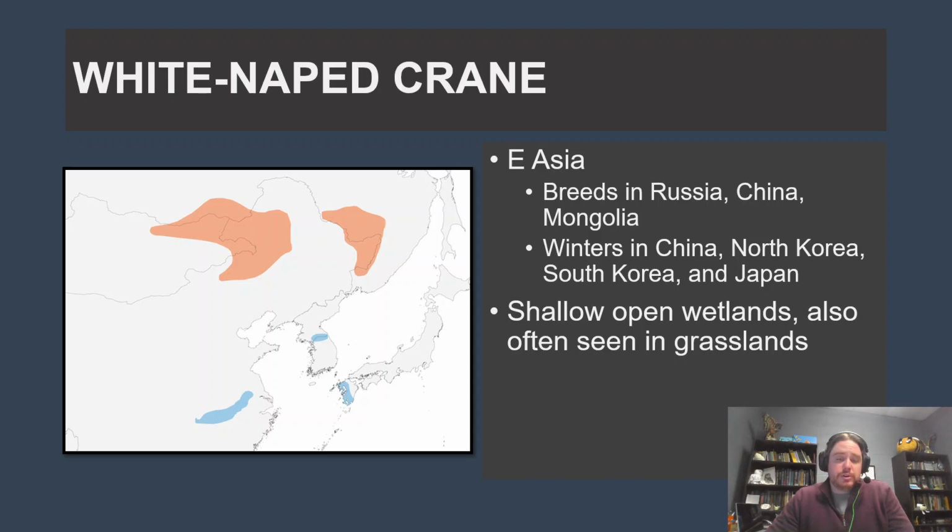They winter in Japan. And some of you might know what this little area here is. That's the DMZ. If you're familiar with Korea at all, that's North and South Korea, and that is the demilitarized zone that sits between North and South Korea. Interestingly, that's one of the places that they overwinter. They are a species of shallow open wetlands and are also often associated with grasslands.